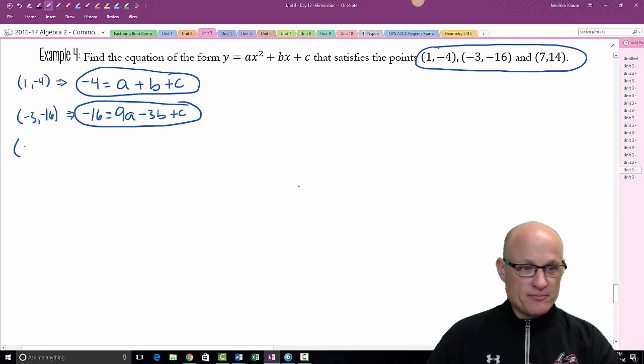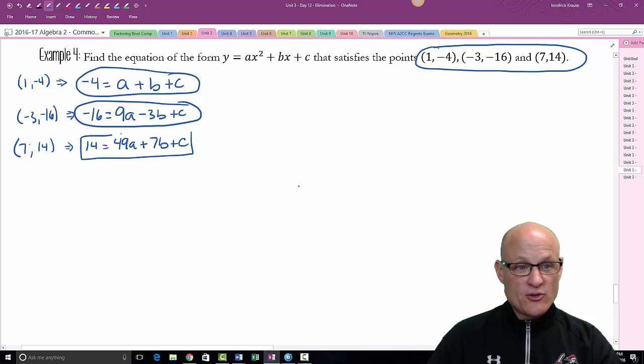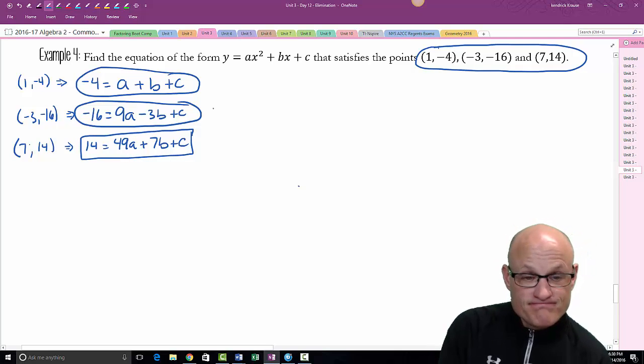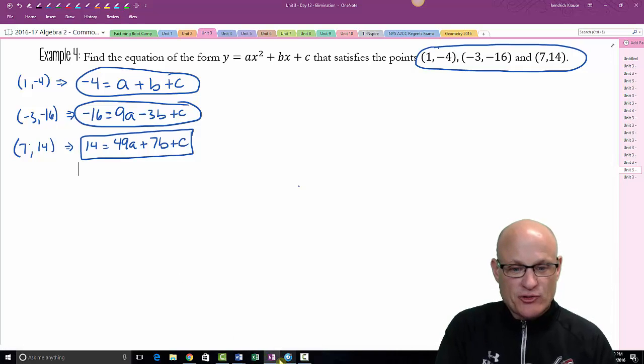Final point is 7, 14. So I'll put in 14 here is equal to 7 squared is 49. So this is 49a plus 7b plus c. So those are my 3 equations. Hopefully you got those right. If you didn't, see if you can find your mistake. Hopefully you did. I didn't exactly show all my work.